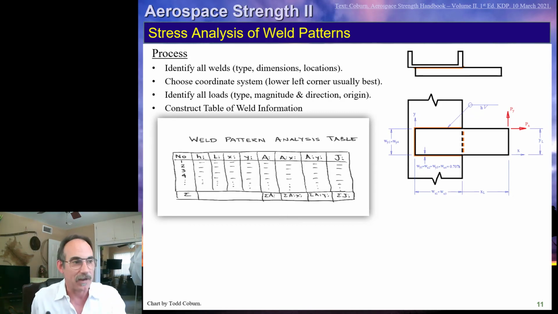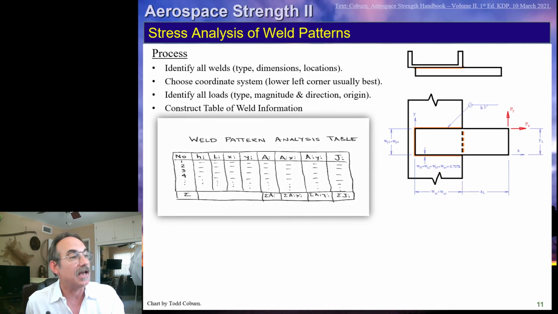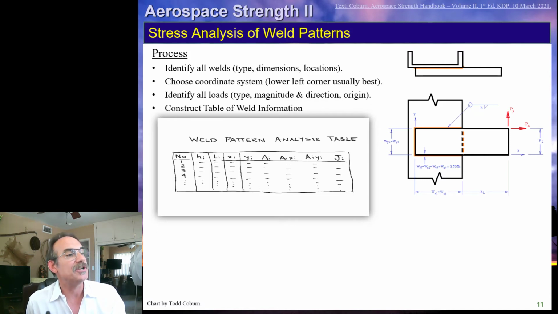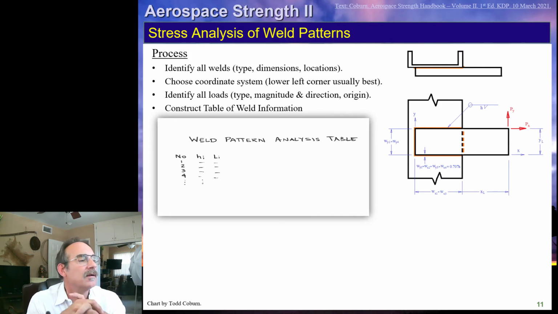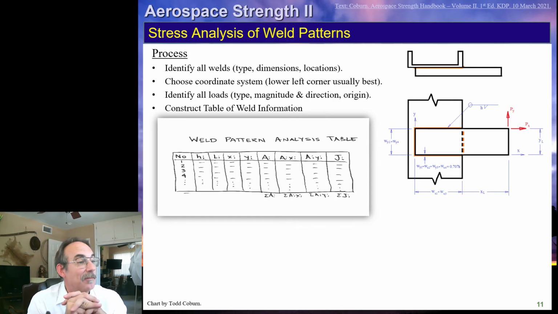You with me? Okay. Before we do that, let's see how this works. I've got a little animation for you. You've got to watch, it's kind of fast. This is how we construct our weld pattern, our weld analysis table. Populate each of those columns, add those puppies up. That's how you do it. You want to see it again? Just like this. I started doing it and then I realigned it. That happens about half the time or more.